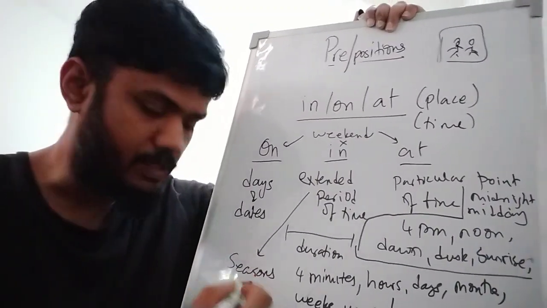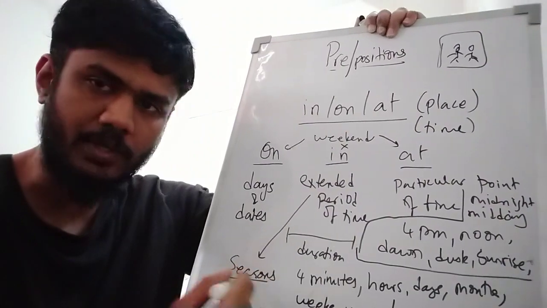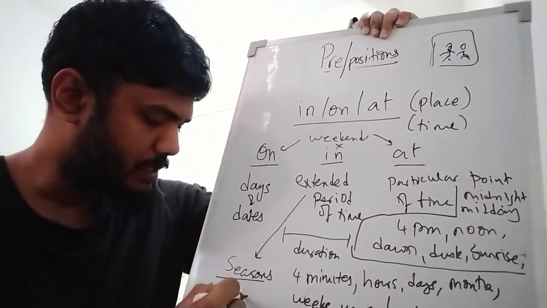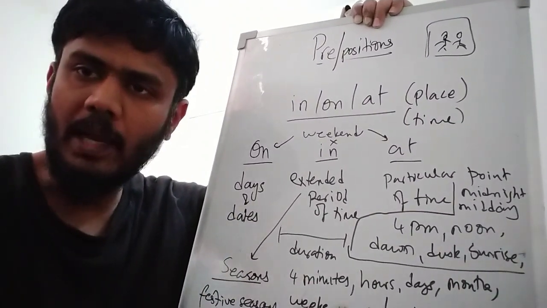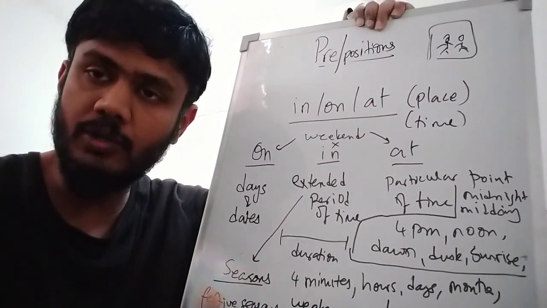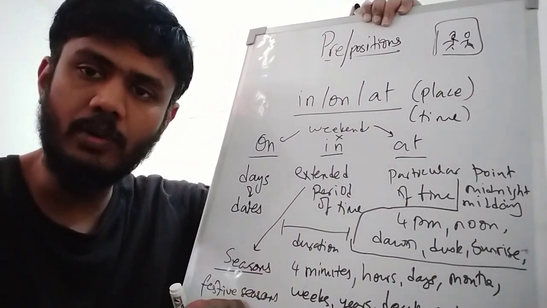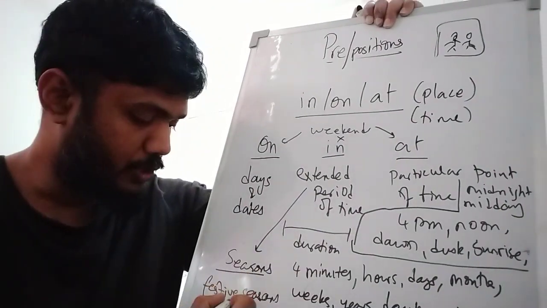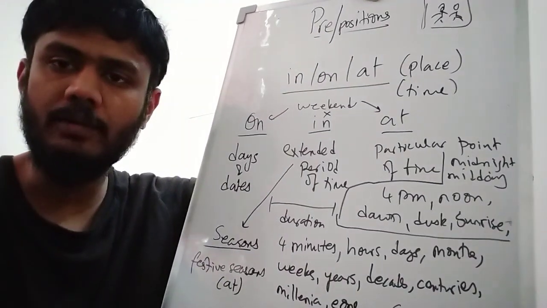Now again with festive seasons, okay, with festive. So these are actual seasons like summer, spring, etc. But when we talk about festive seasons, like Diwali, it's a festive season, or New Year is a festive season, right? In such cases, you would not use in. Yeah, you would use at Diwali, okay, at New Year.